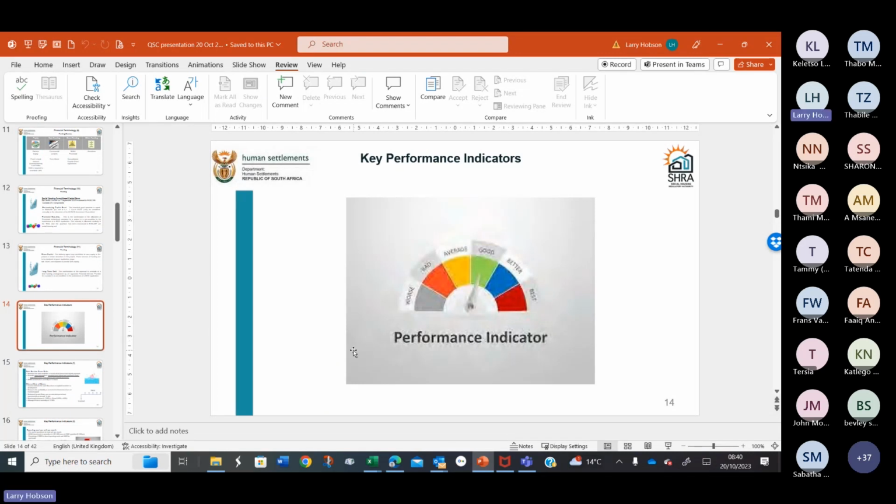Is everyone okay to move on to performance indicators? Good, no objections. So we'll cover these and then we'll have a short break just after 9, I think.